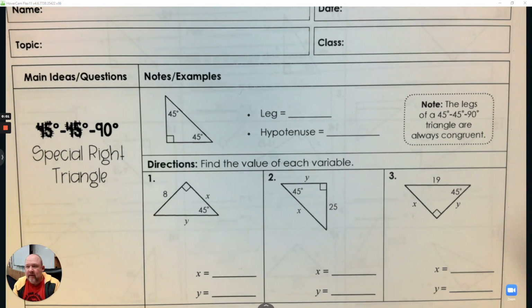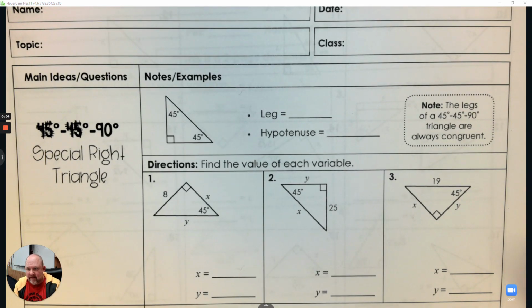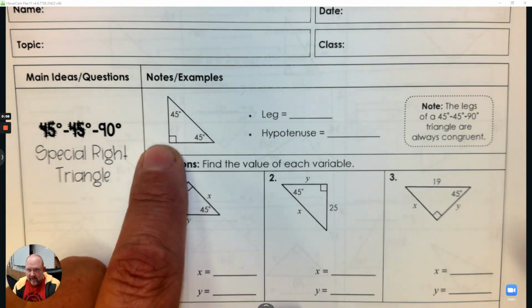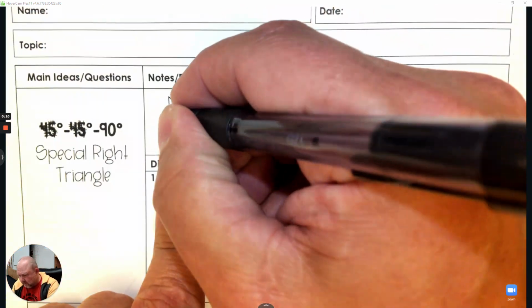Here's your lesson on 45, 45, 90, and 30, 60, 90, special right triangles. So first, 45, 45, 90. What's the first thing you need to know? It's a right triangle. Good.